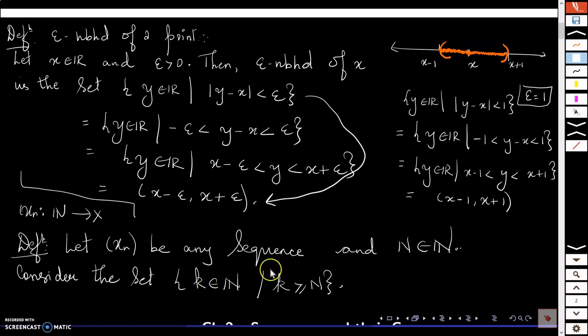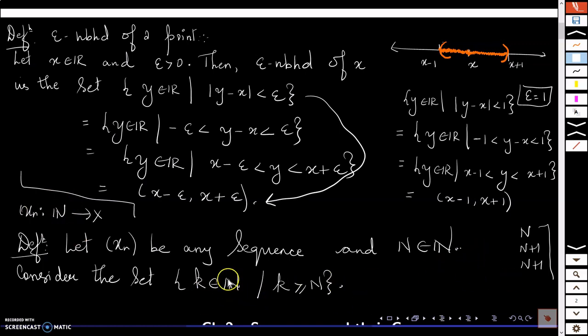I will take all those natural numbers k which are bigger than or equal to N. So which numbers will come in this? Capital N will come, because k is bigger than or equal to N. If k is equal to N, then N is equal to N. Yes, capital N is coming. Then capital N plus 1 will come, capital N plus 2 will come, capital N plus 3 will come. So all the natural numbers after N are actually coming in this set, right? So what I will do is restrict my domain to this set.